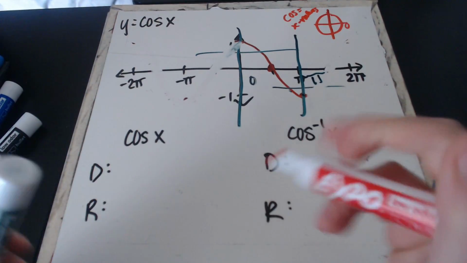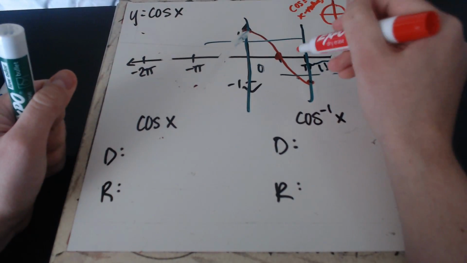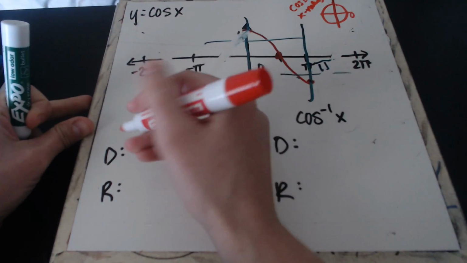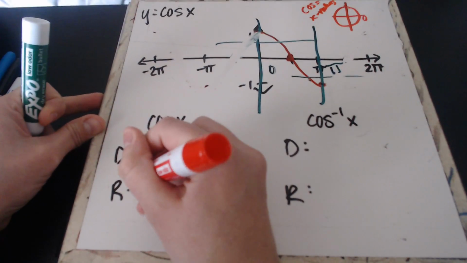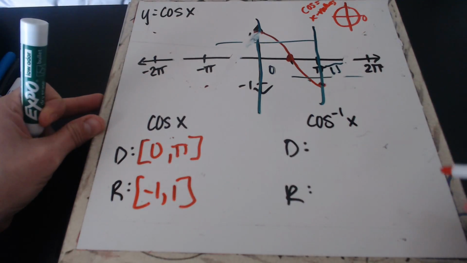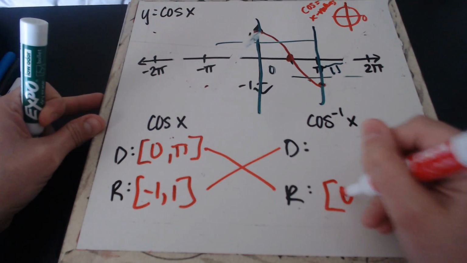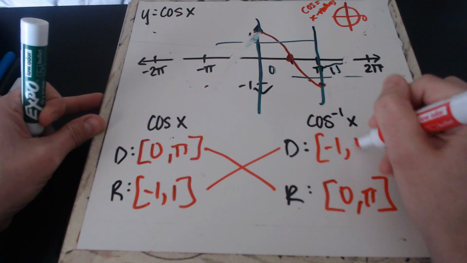Now if I'm talking about the domain of cosine in terms of this portion of the graph that is going to have an inverse, the domain is going to be from 0 to pi. My range is still going to be from -1 to 1. And then again for cosine inverse, these values are going to switch. So my range is going to become 0 to pi. My domain is going to become -1 to 1.